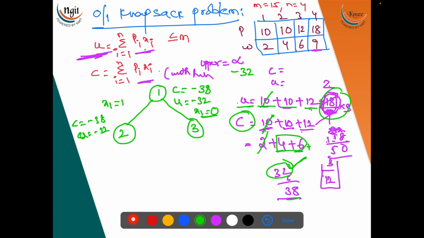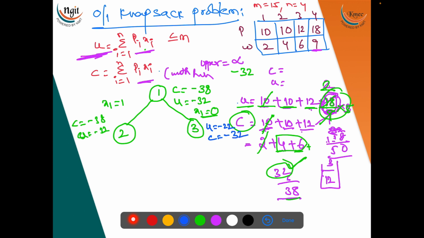So when you have 5 more kgs left, what will you do? That means you will take this 10 plus 12. Now this time 18 by 9 into 5, because 5 kgs only we can use. So it is 10 plus 12, 22. 5 into 2 is 10. 22 plus 10 is what? 32. 22 is the u value. Correct? 22 is the u value. The c value with the fraction you can take. That is minus 32.